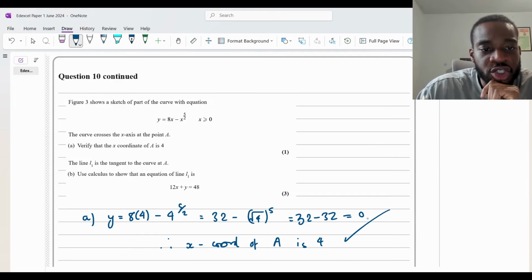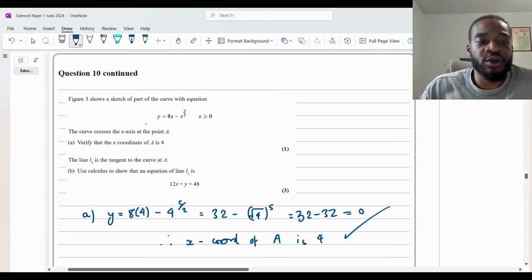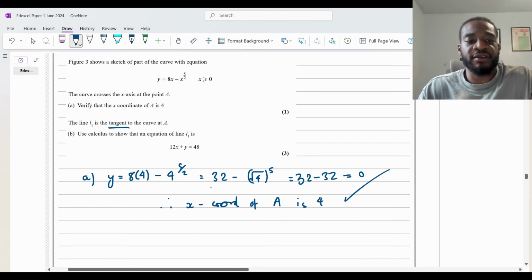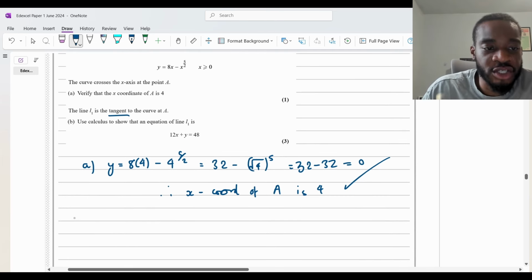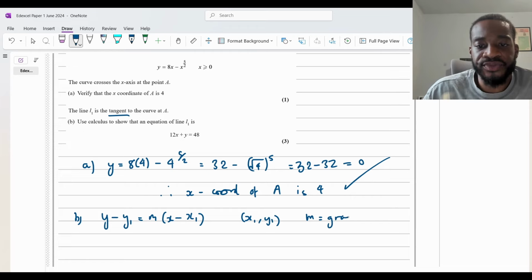Part B, it says the line L1 is the tangent to the curve at A. Use calculus to show that an equation of line L1 is 2x plus y is equal to 48 for 3 marks. So the equation of a tangent, right? Remember, if you're trying to find the equation of a tangent, which is a line, just get the general formula. So y minus y1 is equal to m(x minus x1), right? Remember where x1 and y1 is a point in question and m is your gradient.